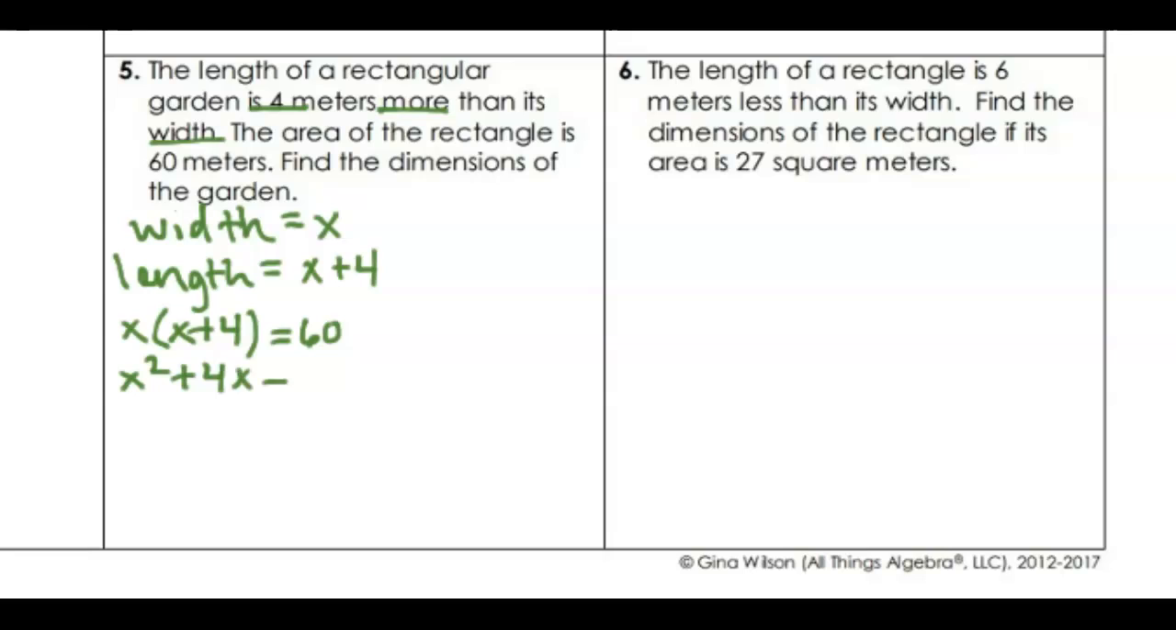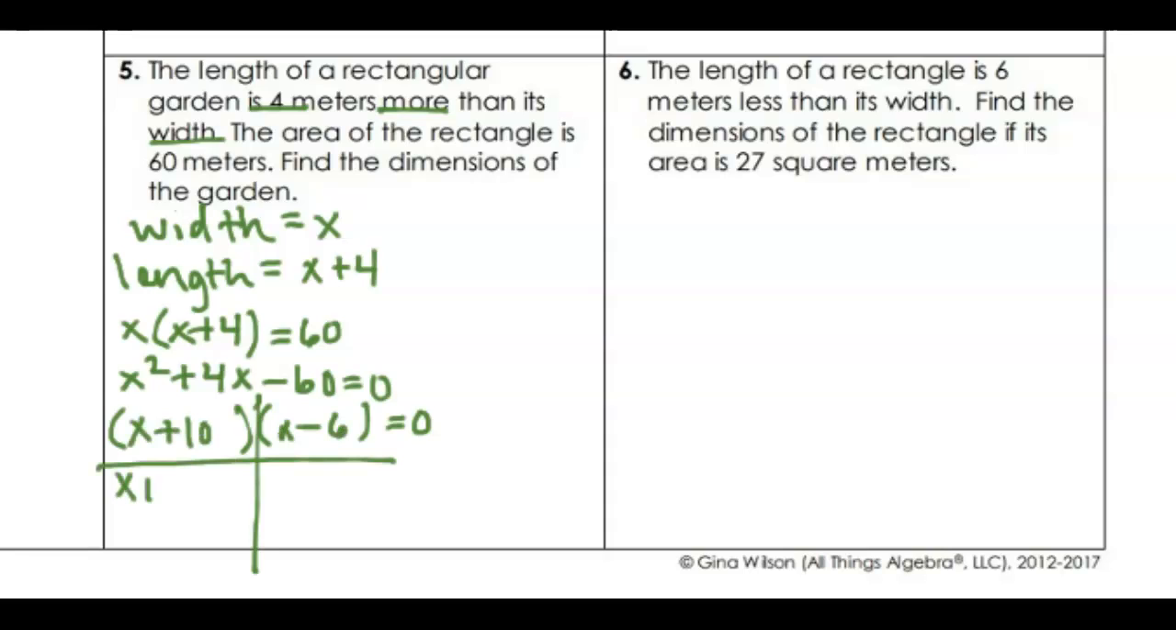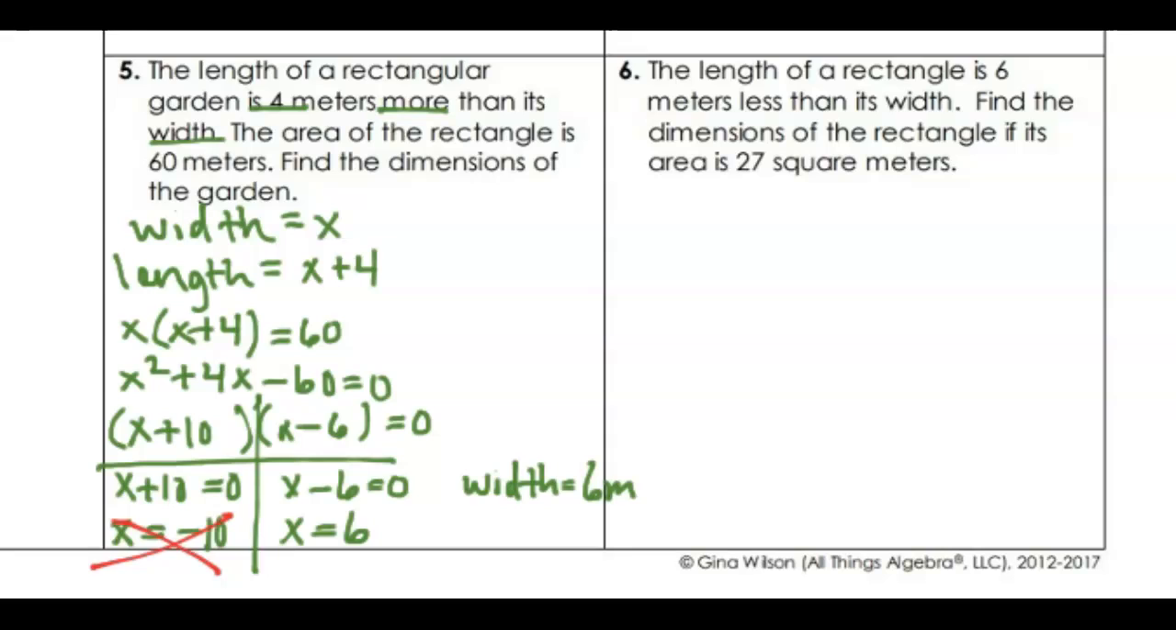So again, similar, we want to multiply it out, distribute the x, put it in standard form, and then consider seeing if it factors. If it doesn't factor, you certainly can use the quadratic formula, as we've been practicing. This one does, however, factor, and we end up with x equals negative 10 and x equals positive 6. Again, this negative 10 really does not apply as an answer. And then we'll end up giving the dimensions. The width is obviously 6 meters, and then the length is going to be 4 more, which would be 10.